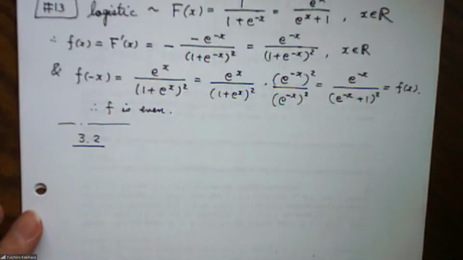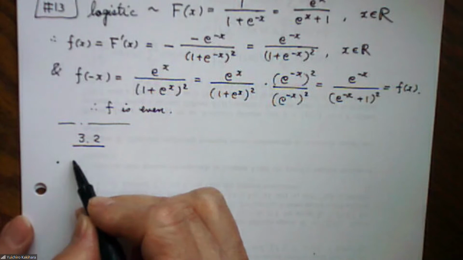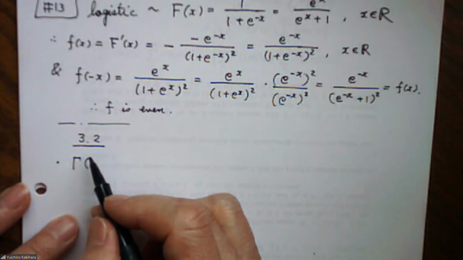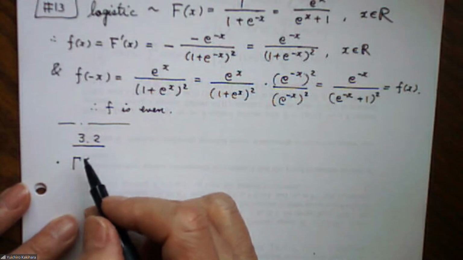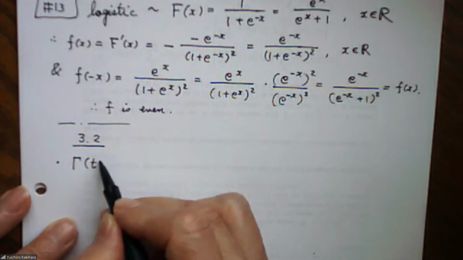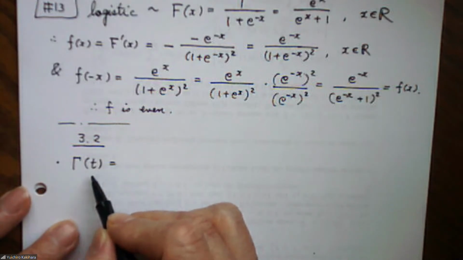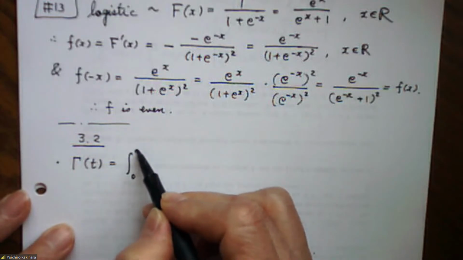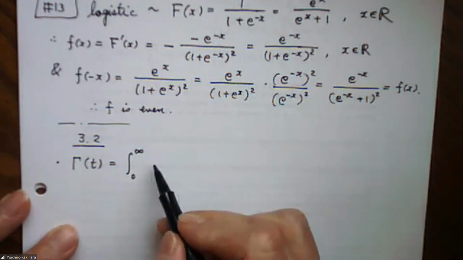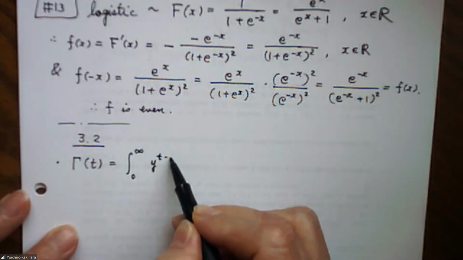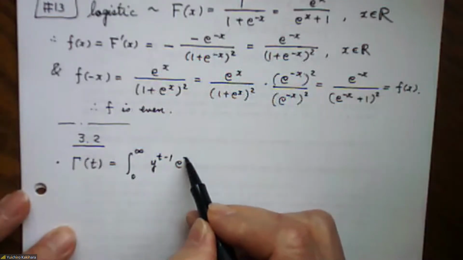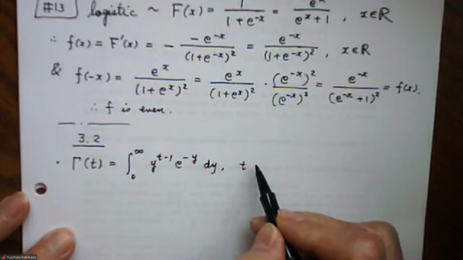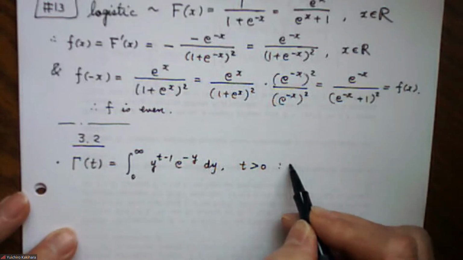Last time I introduced the gamma function. Do you remember this gamma function? The gamma function is defined by gamma of t, where t can be anything, x or y or whatever, and it is defined by the integral from 0 to infinity of y to the t minus 1 times e to the negative y, dy. T is positive. This is the gamma function.